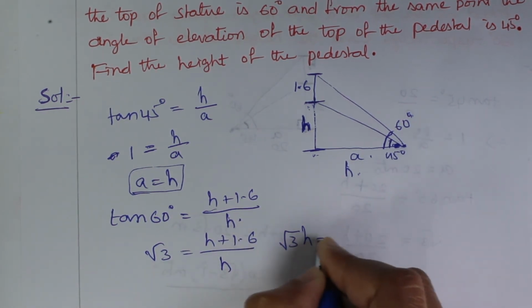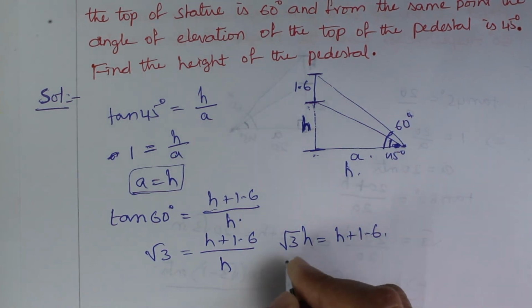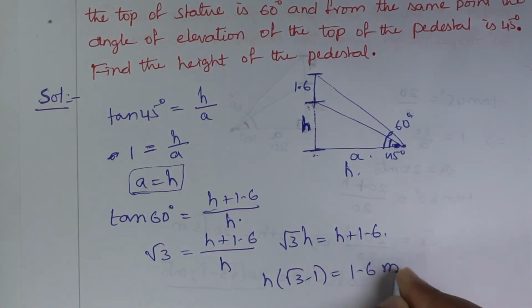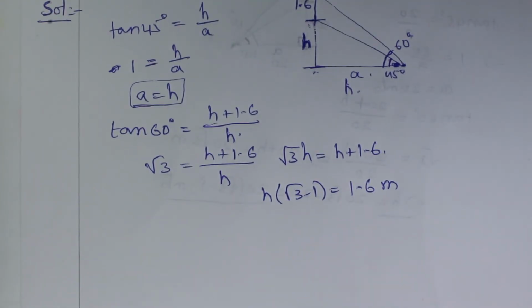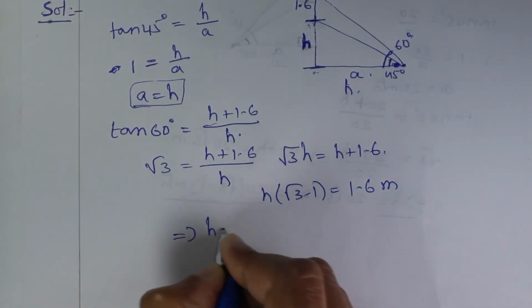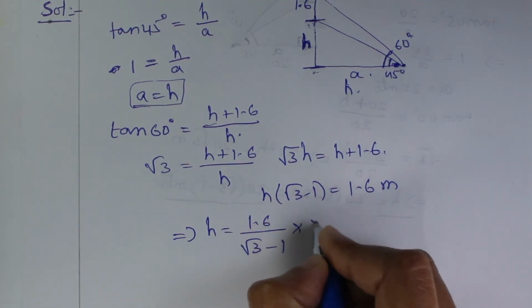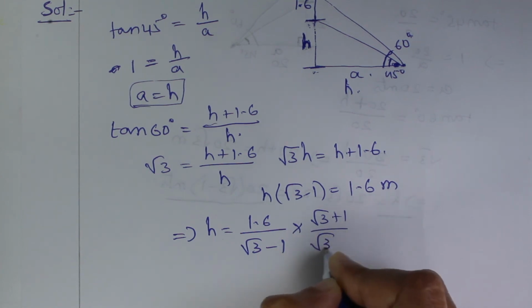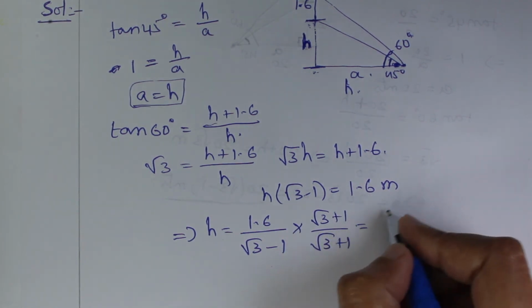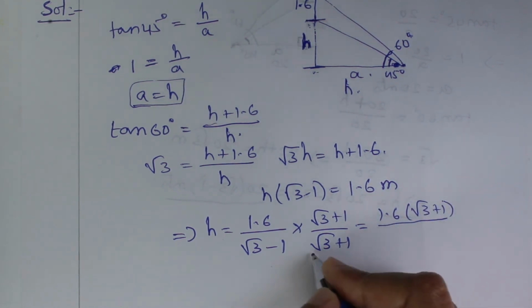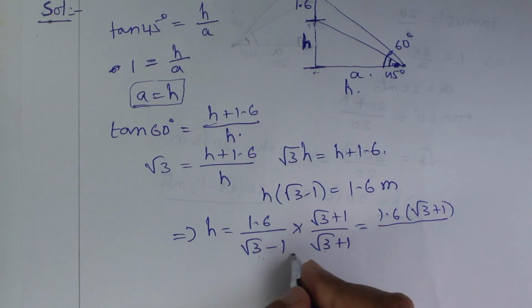Root 3 h is equal to h plus 1.6. So h into root 3 minus 1 is equal to 1.6 meters. That implies h is equal to 1.6 by root 3 minus 1. So we'll multiply numerator and denominator with root 3 plus 1. That is equal to 1.6 into root 3 plus 1 divided by root 3 minus 1 into root 3 plus 1, this is in the form of a minus b into a plus b, which is equal to a square minus b square.